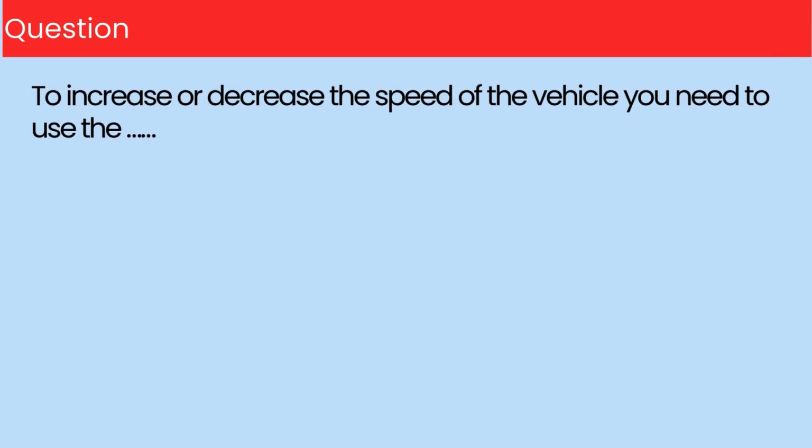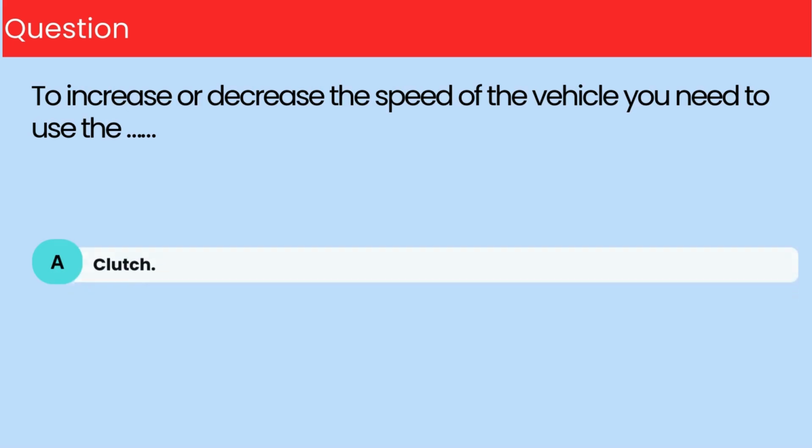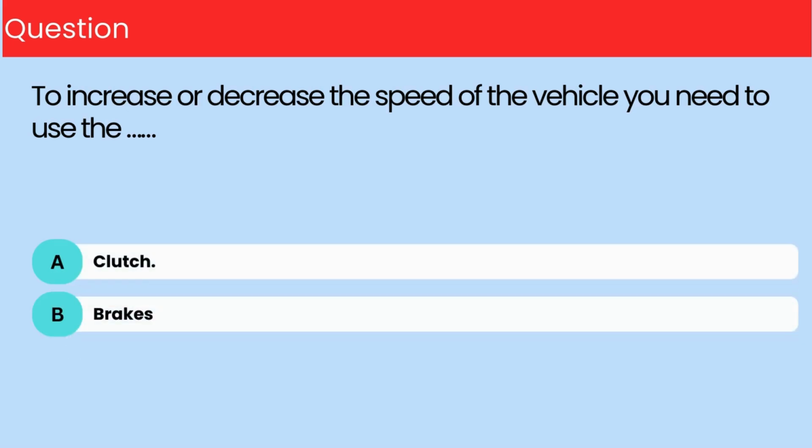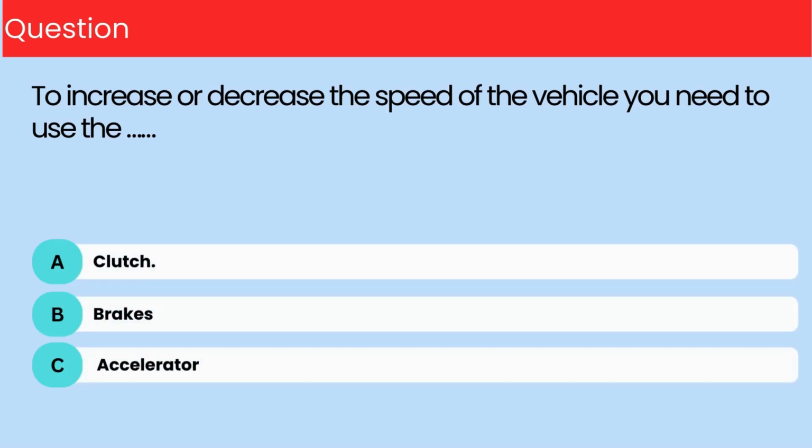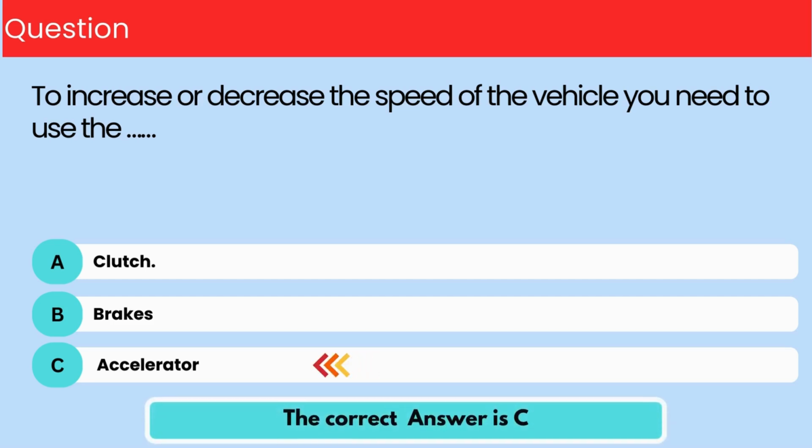Question. To increase or decrease the speed of the vehicle, you need to use the A. Clutch, B. Brakes, C. Accelerator. The correct answer is C. Accelerator. The accelerator, also known as the gas pedal, is used to control the speed of a vehicle. Pressing the accelerator increases the engine's power, causing the vehicle to move faster, while releasing it reduces power and slows the vehicle.